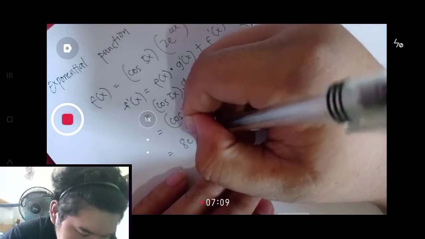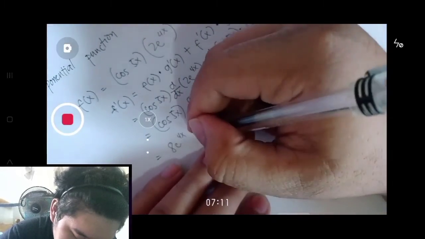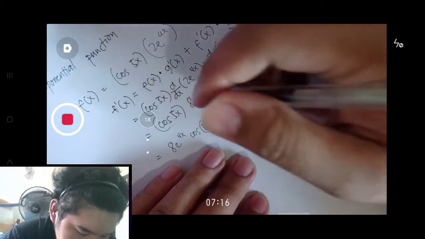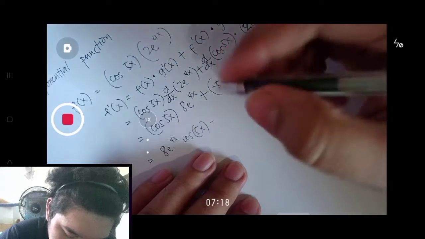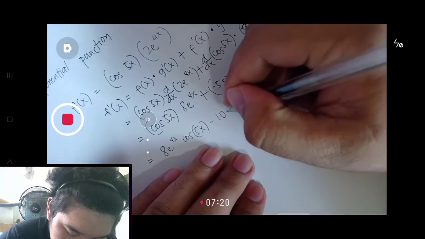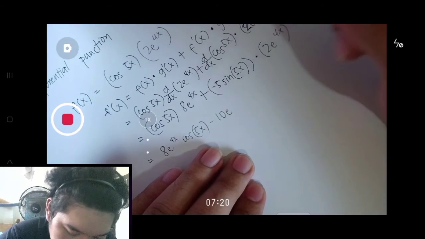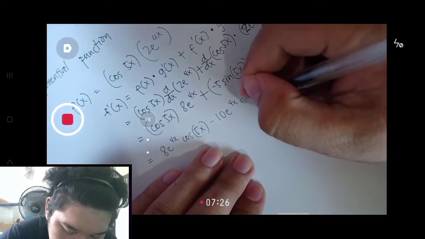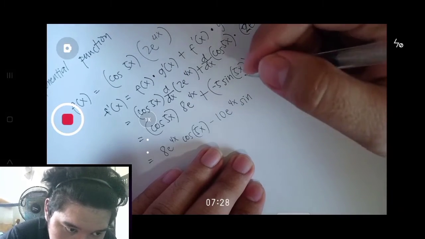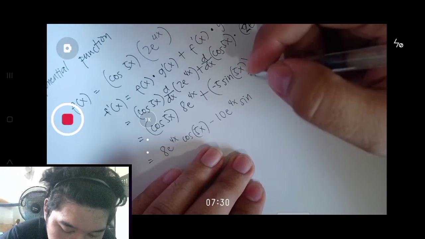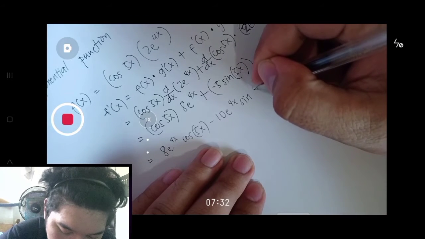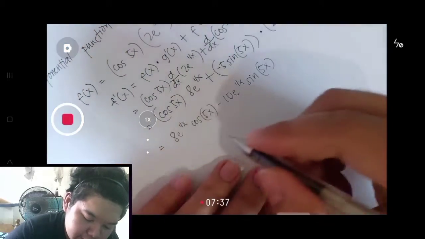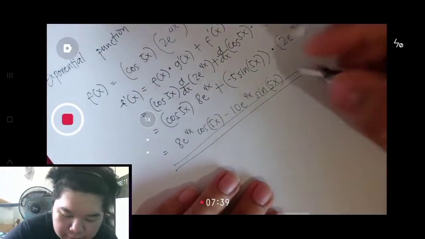So ito yung magiging sagot. 8e raised to 4x cosine 5x minus 10e raised to 4x sine 5x. So ito yung magiging sagot.